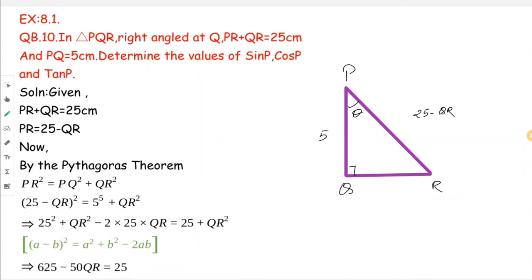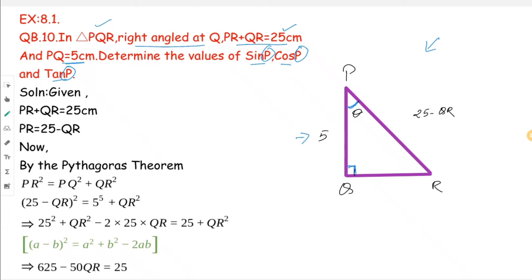8.1 question number 10. In triangle PQR, right angle at Q. So when you look at this right triangle, you can see Q is where the 90 degrees is. And they've given us PR plus QR equals 25 and PQ equals 5 centimeter. Determine the values of sine P, cos P and tan P. If you look, theta should be at P here, so I'm just putting it here from now onwards.